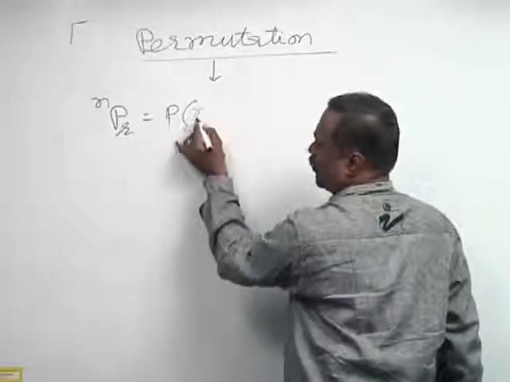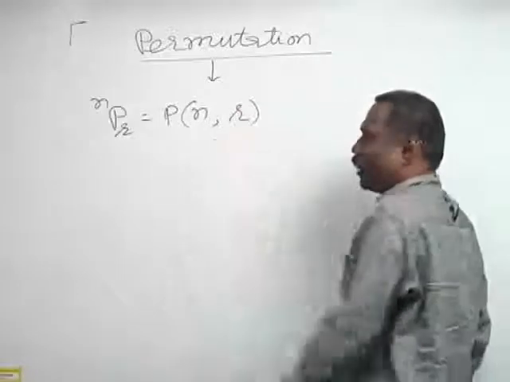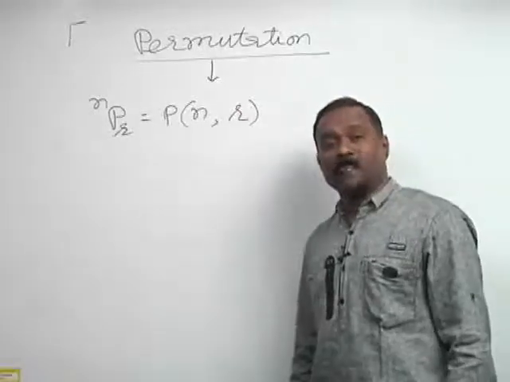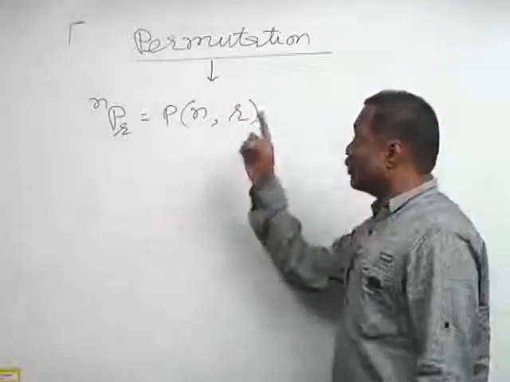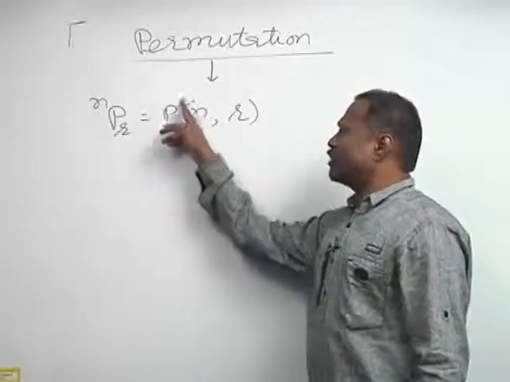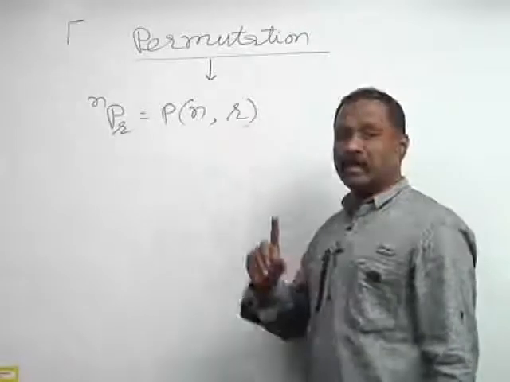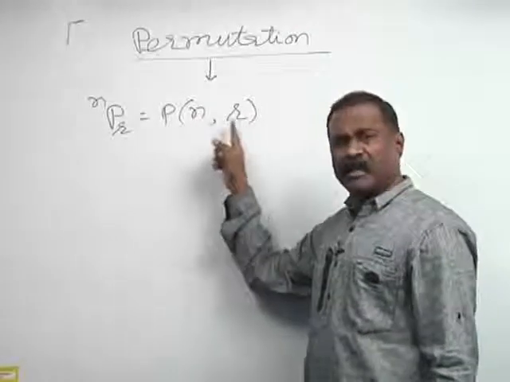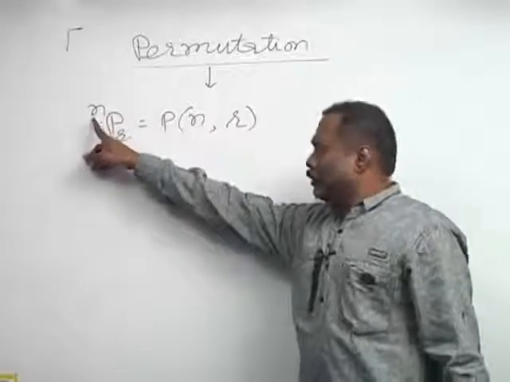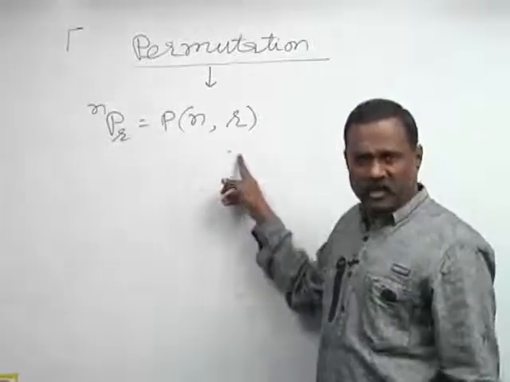NPR can also be written as P of N comma R. What does it mean? Permutation of N dissimilar things by taking R at a time. It can be denoted like this and it can also be written like this.